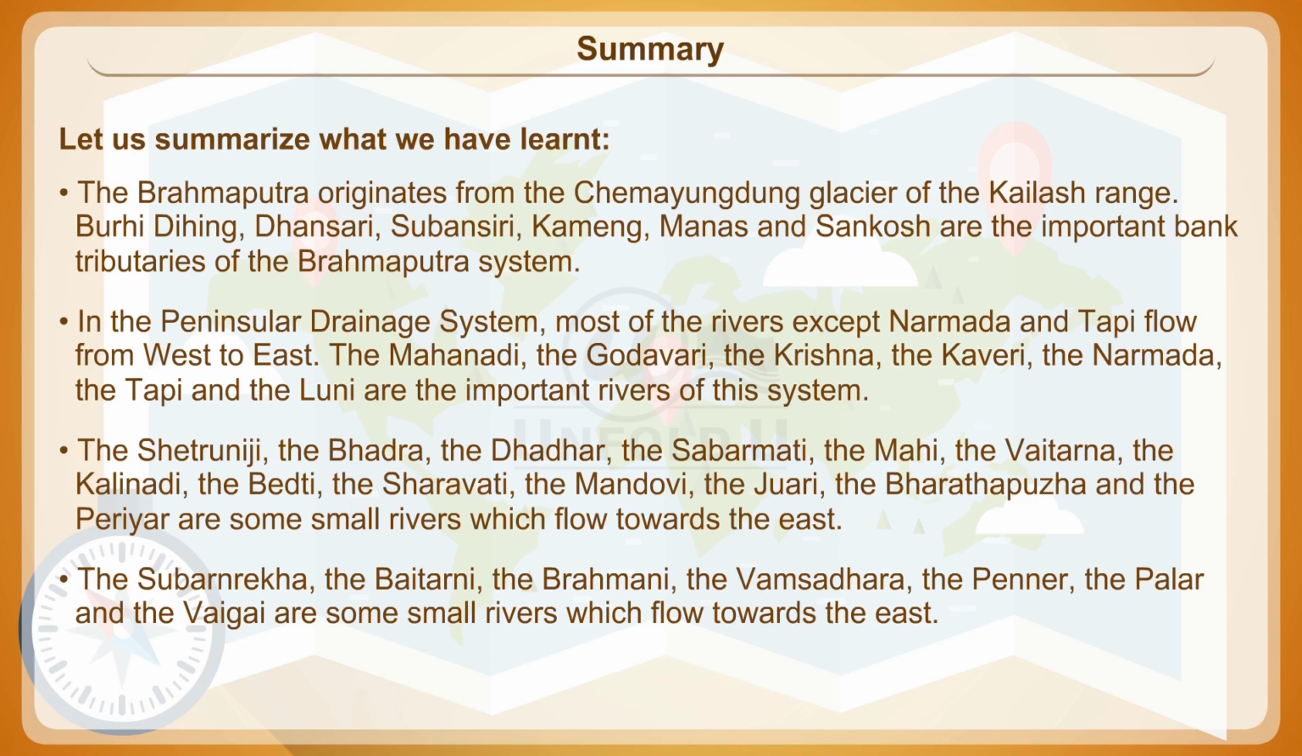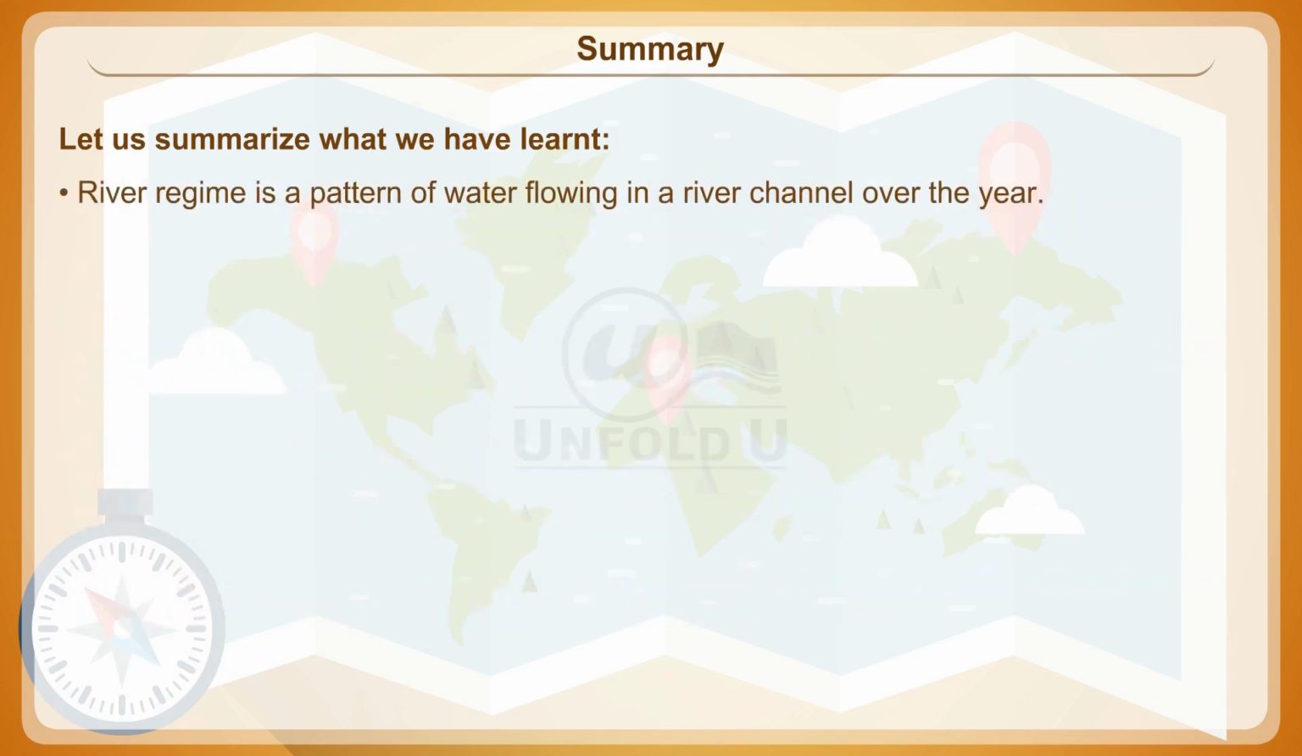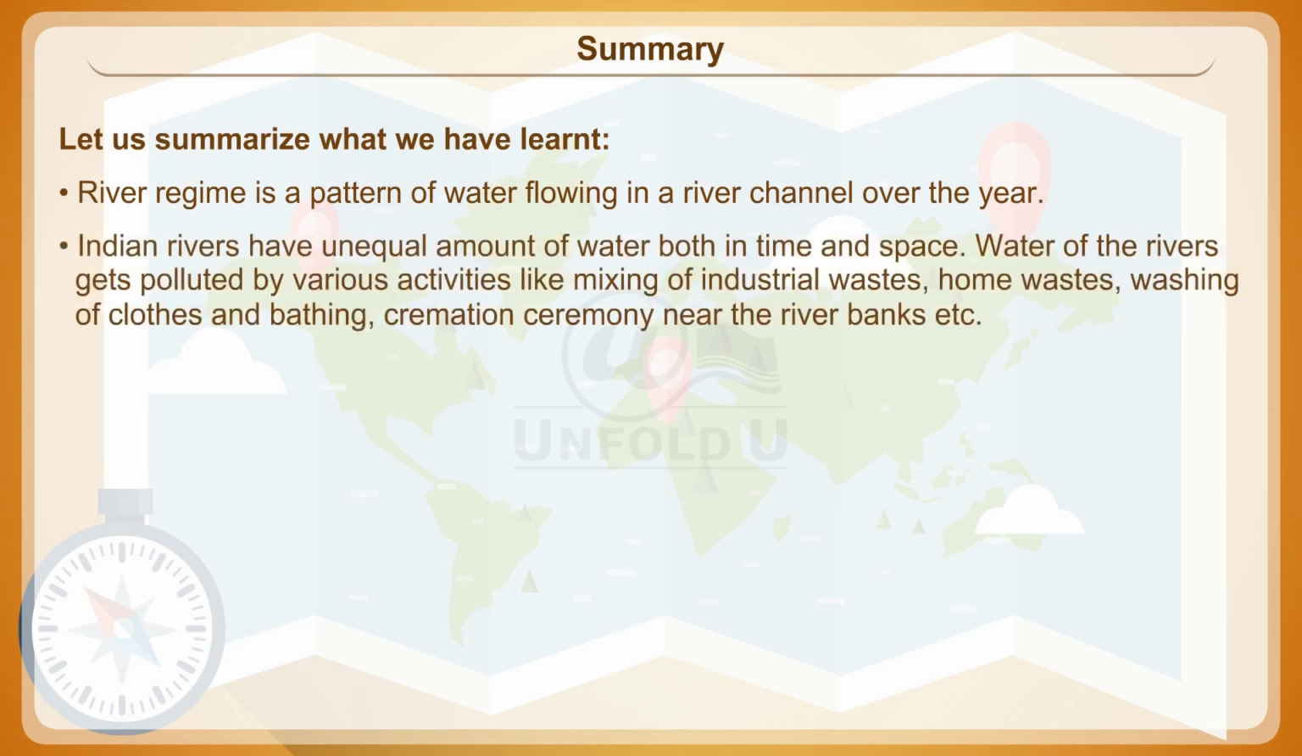River regime is a pattern of water flowing in a river channel over the year. Indian rivers do not have an equal amount of water both in time and space. Water of the rivers gets polluted by various activities like mixing of industrial wastes, home wastes, washing of clothes and bathing, cremation ceremony near the river banks, etc.